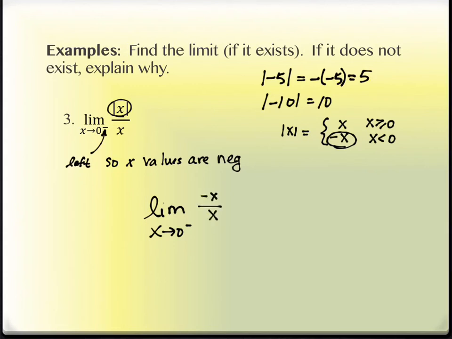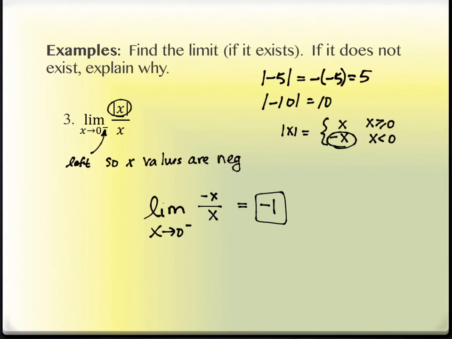I'm removing the absolute values. I'm putting in the negative x because these are the negative values, right? Values to the left of 0. Can I reduce negative x over x? It can. How will it reduce? Just to negative 1, right? And there's no more x to actually plug in at 0, so it really just is negative 1.